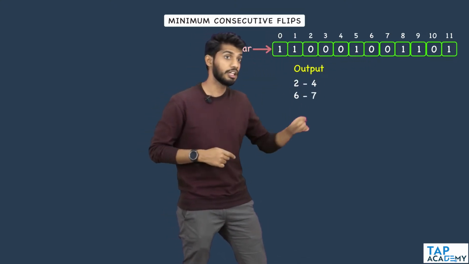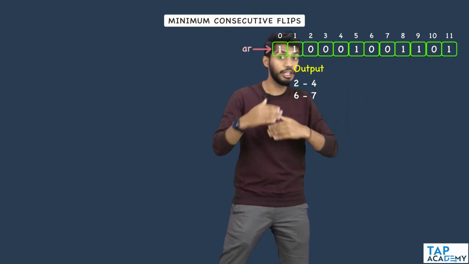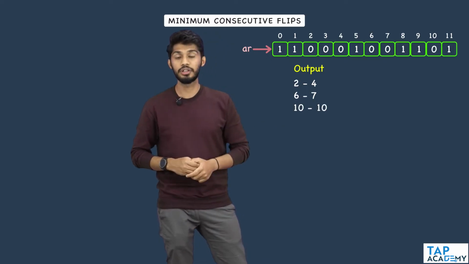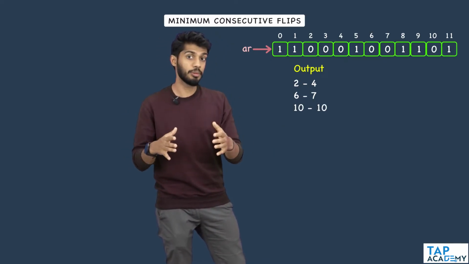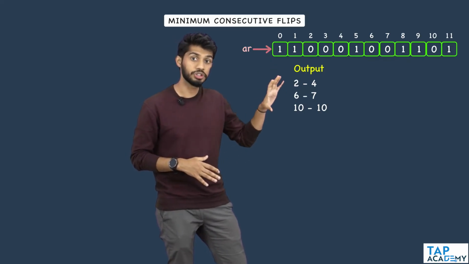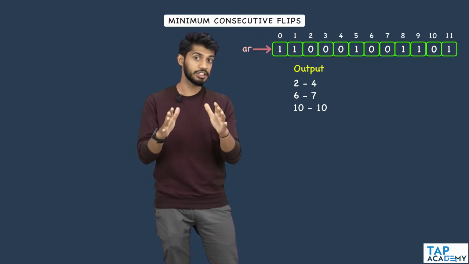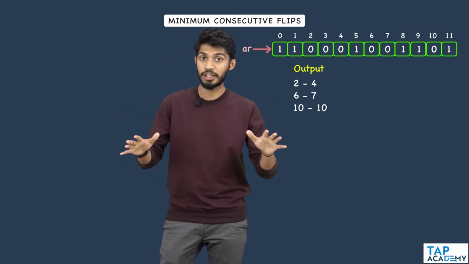Next after that, there is one more group left out, that is 0. It starts from index 10 and ends at index 10, so I need to print 10-10. These are the groups that I am flipping, and the number of groups that I am flipping is nothing but 3. So I need to print all those 3 different groups. This is what your problem is. I hope the problem is completely clear to you guys.